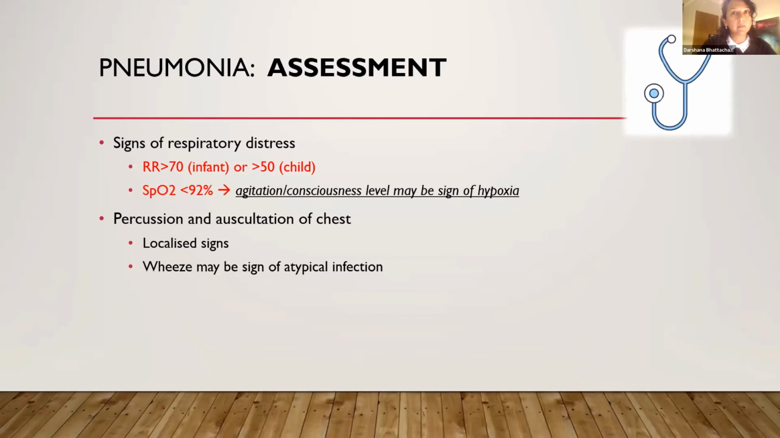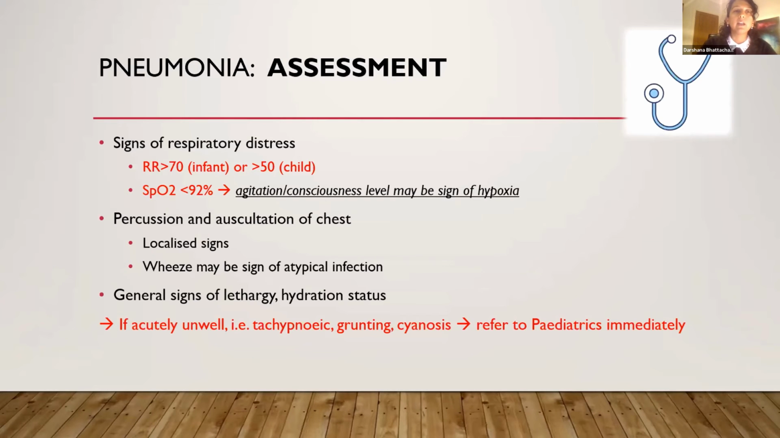And wheeze can sometimes be there as part of an atypical infection and may not respond to bronchodilators. And look at their general status as usual, their hydration status, whether they're lethargic. And as always, if the child is acutely unwell with the red flag signs that we've talked about, kind of high respiratory rate, grunting, cyanosis, then refer to the pediatric team in hospital straight away.